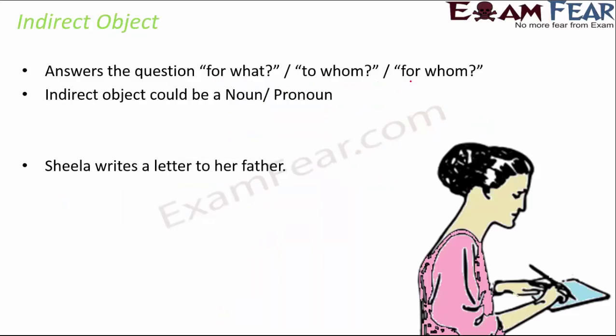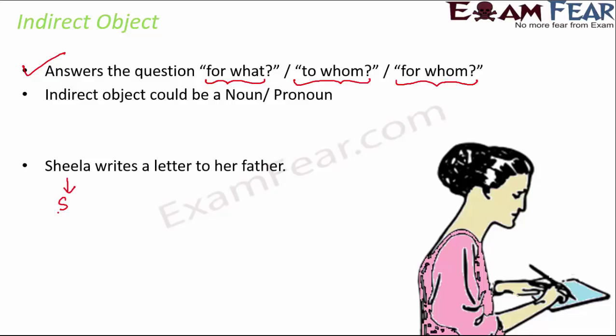Now let us look at indirect object. So how do we identify an indirect object? For that, we have to ask questions like for what, to whom, for whom. These kinds of questions will give you answers which are indirect objects. So let us look at this example. Sheila writes a letter to her father. So in this case, which is the action verb? Writes. Who is writing the letter? Sheila. So Sheila is the subject here.